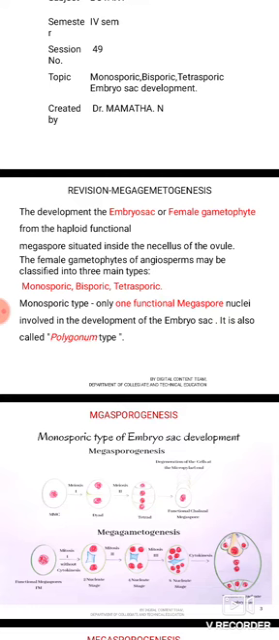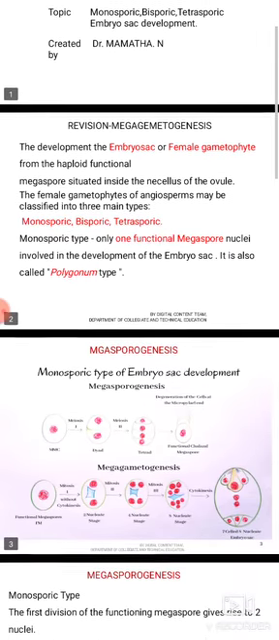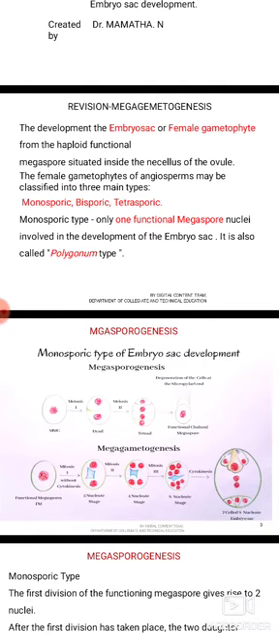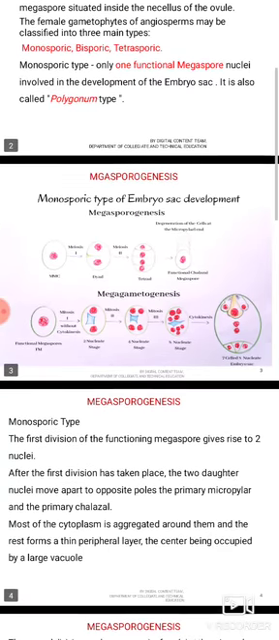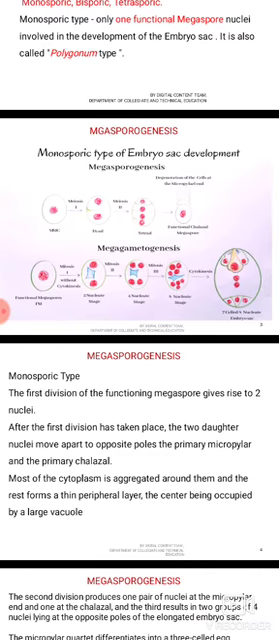Coming to the first one, that is monosporic type. Here, only one functional megaspore nucleus is involved in the development of the embryo sac, and this is also known as polygonum type. In this monosporic type, the first division of the functional megaspore gives rise to two nuclei.